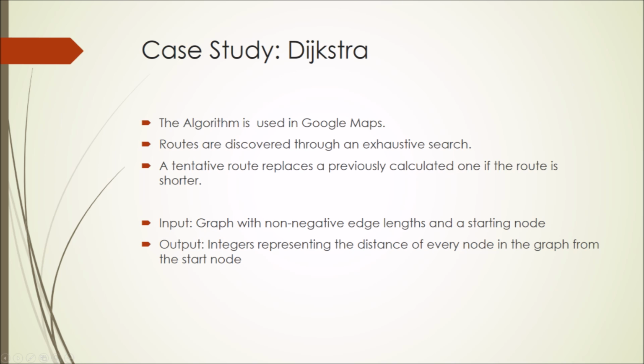Routes are discovered through an exhaustive search. A tentative route replaces a previously calculated one if the route is shorter. The input is a graph with non-negative edge lengths and a starting node. The output are integers representing the distance of every node in the graph from the start node.